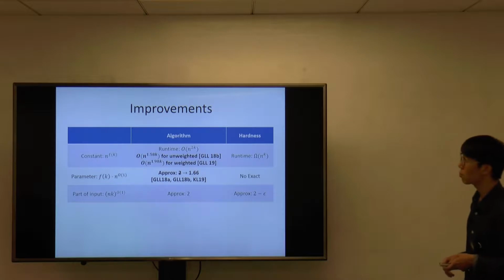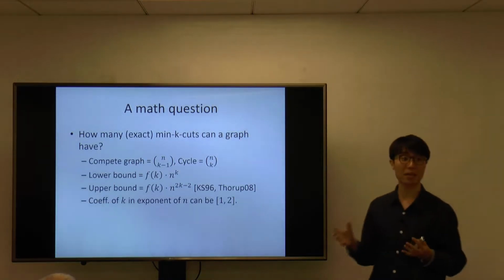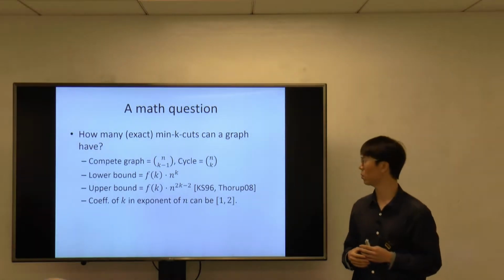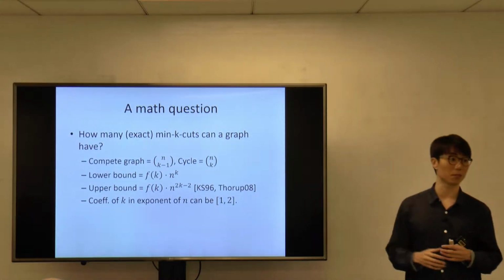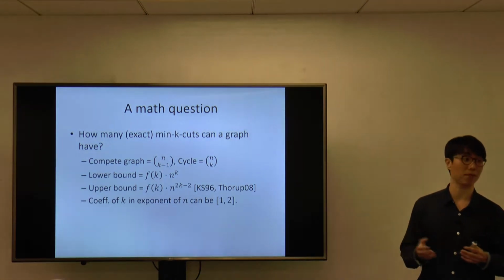So yeah, these are our algorithmic results. But another very clean math question we're going to actually focus on is: given a graph with n vertices, how many exact minimum k-cuts can a graph have?